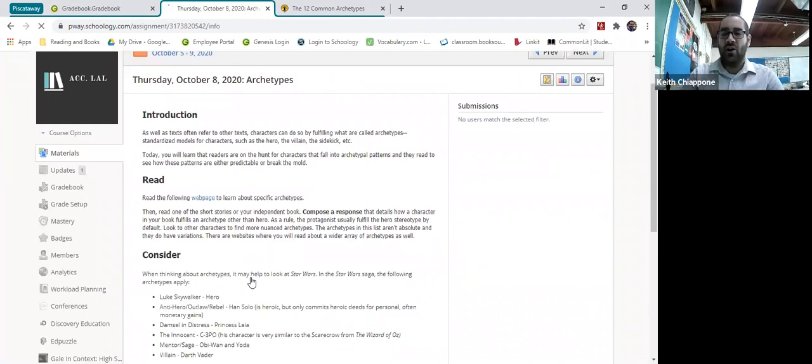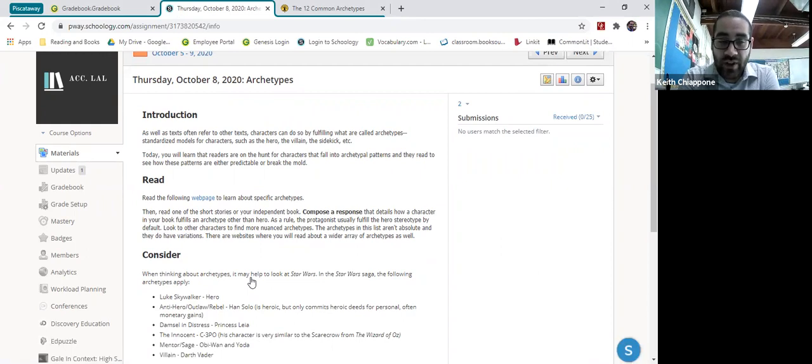Just like how books often refer to other texts, or stories refer to other texts or forms of media, characters can do so also just by fulfilling what are called archetypes, standardized models for characters such as the hero, the villain, the sidekick, etc. Today you're going to learn that readers are on the hunt for characters that fall into archetypal patterns as they read, to see how these patterns are either predictable or break the mold.